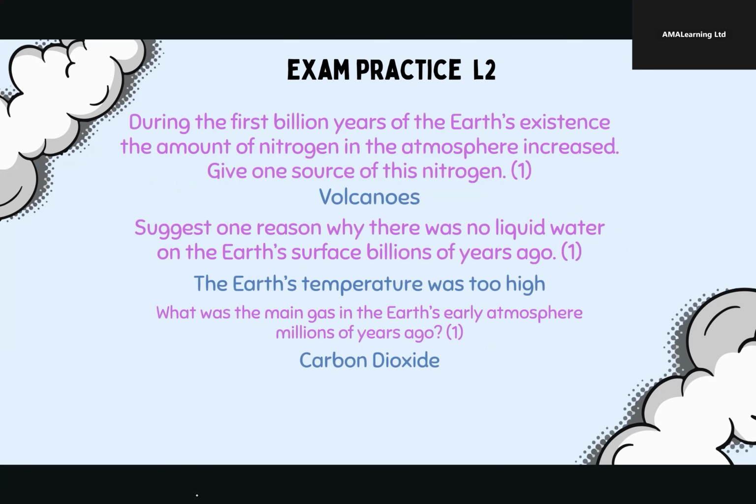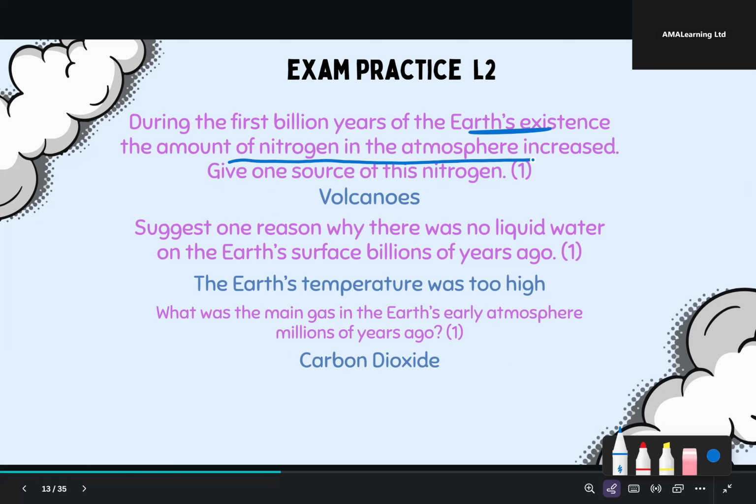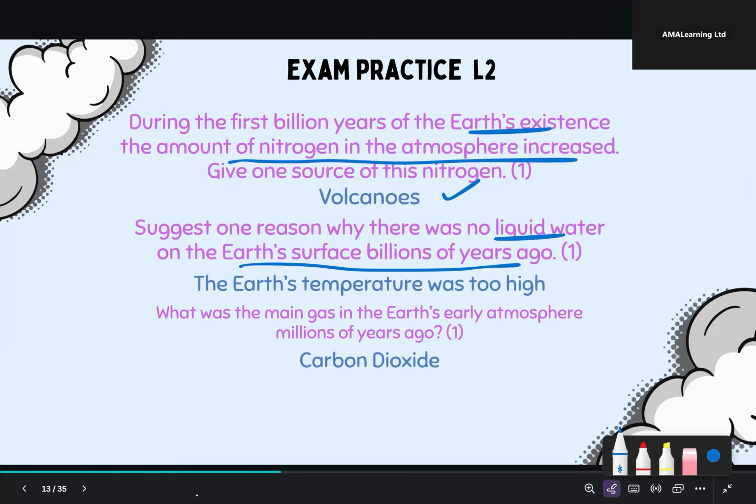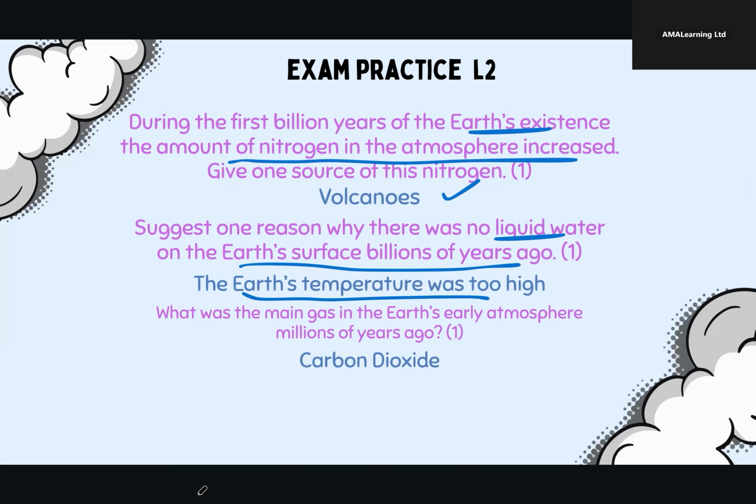Now, during the first billion years of the Earth's existence, the amount of nitrogen in the atmosphere increased. Give one source of this nitrogen. Volcanoes. Suggest one reason why there was no liquid water on the Earth's surface billions of years ago. Because the Earth's temperature was too high. In other words, it was beyond water's boiling point. So the water was in a state of boiling. In other words, it was only able to exist as a gas.